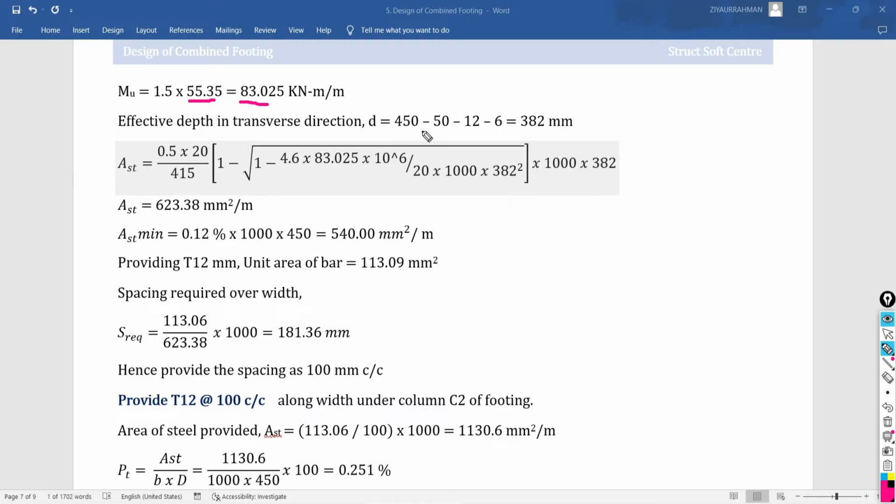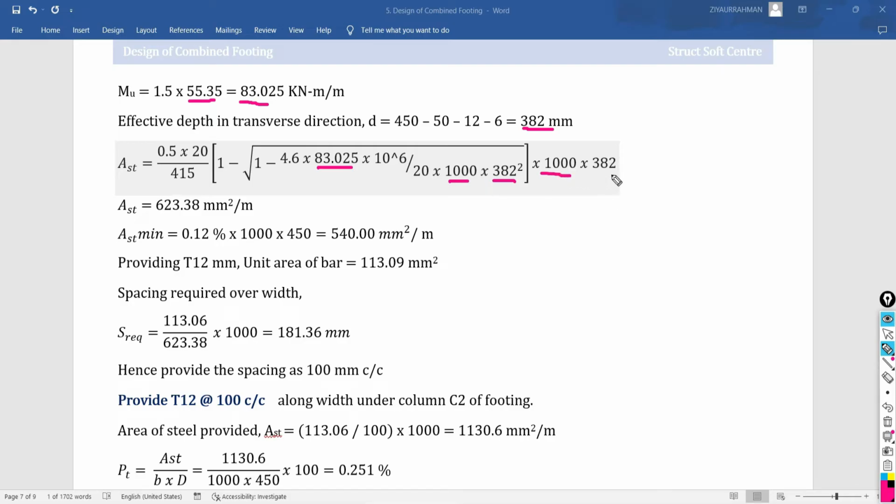Effective depth in transverse direction, with the same formula, you are getting the effective depth as 382 mm. Now the area of steel required is 0.5 into 20, characteristic strength divided by yield strength of your reinforcement, inside bracket 1 minus square root of 1 minus 4.6 times your factored moment, 83.025 into 10 raised to 6, divided by characteristic strength multiplied by width considered as 1 meter multiplied by 382, which is the effective depth available.